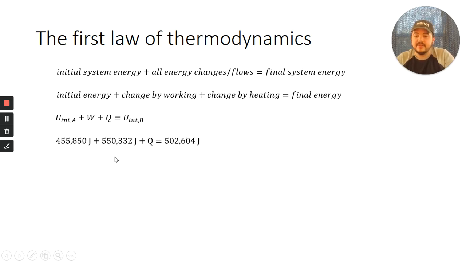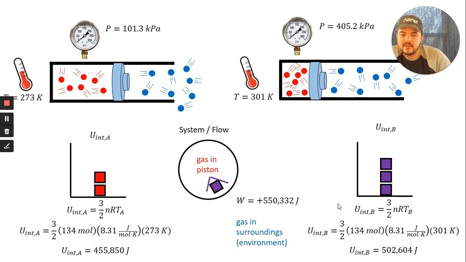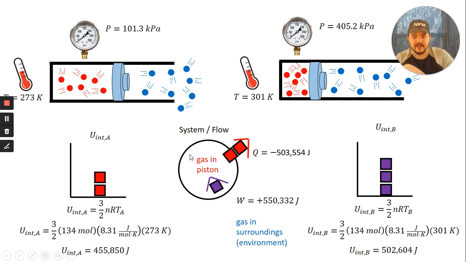Plug in your initial energy value, your work value. If you don't know Q, your final energy value. Solve this for Q, you end up with a negative 504,000 joules. What does that negative sign mean? That's telling us that 504,000 joules of energy transfers out of the system through a heating process. So, some changes to our picture. We really should have drawn some energy leaving the system through heating, about 504,000 joules, which means that we really needed to draw this work arrow to be more blocks of energy than we initially did.